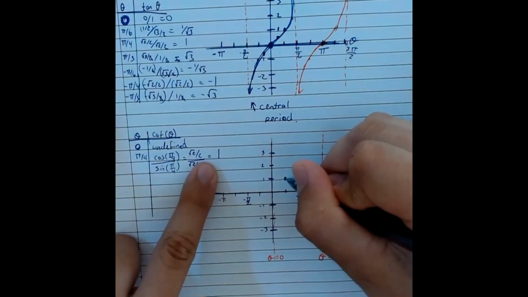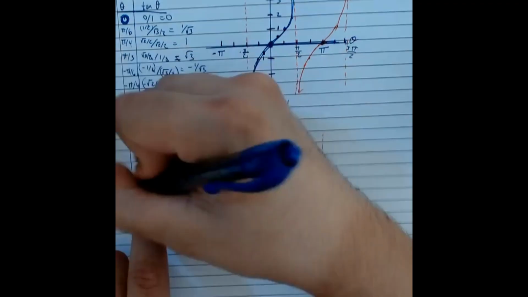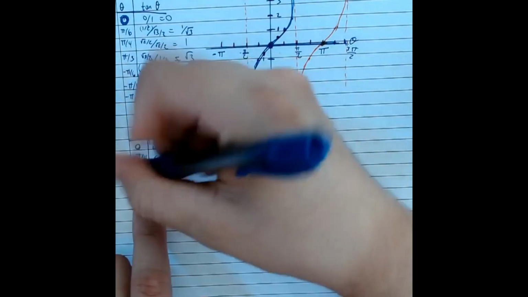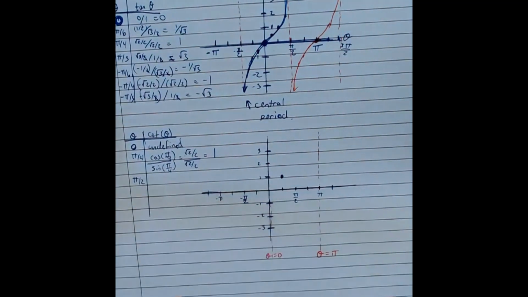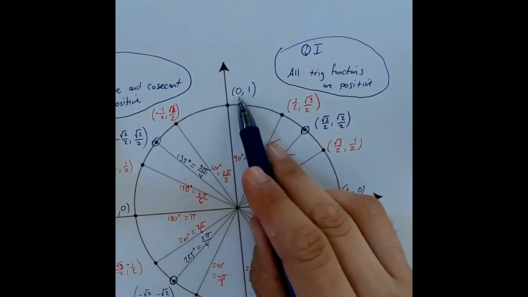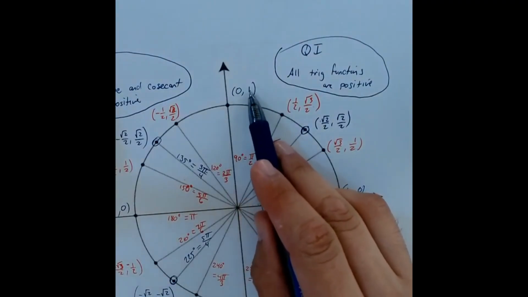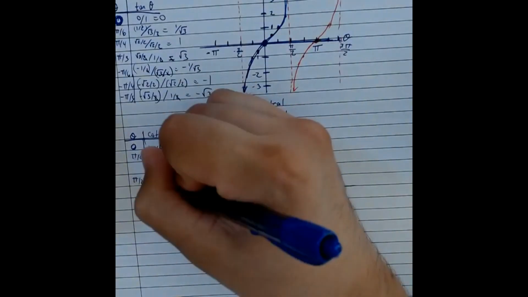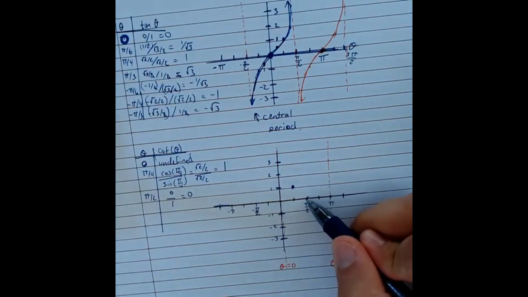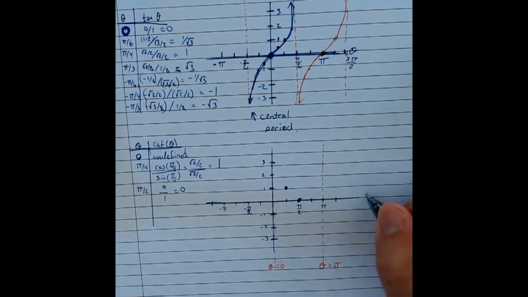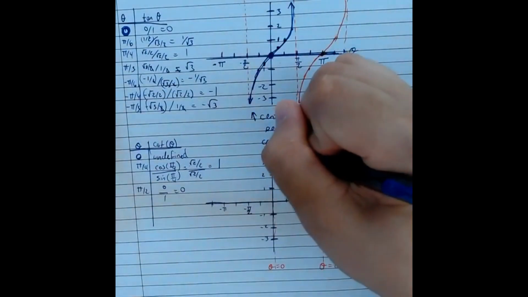So we have that point there. If we use pi over 2, well, again, that's the cosine of pi over 2 divided by the sine of pi over 2. Oh, well, the cosine of pi over 2 is 0. And the sine of pi over 2 is 1. So that's going to be 0 over 1, which is just 0. So at pi over 2, you're going to be on your axis. Here's theta, and here's cotangent of theta.